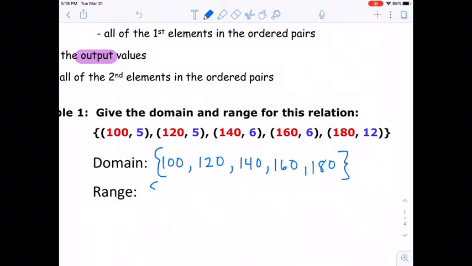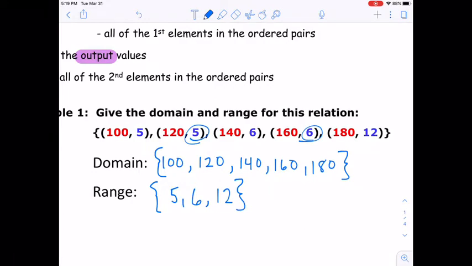The second number's listed, so that would be 5. Notice we have 5 twice. I don't have to write it twice. I only have to write it once. We have a 6. Again, 6 is listed twice, but I don't have to write it twice. And we have a 12. That's the range, the list of everything that is an output.